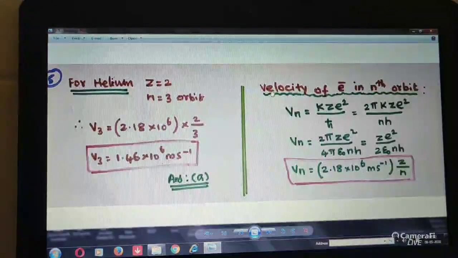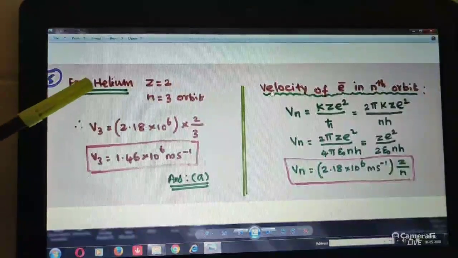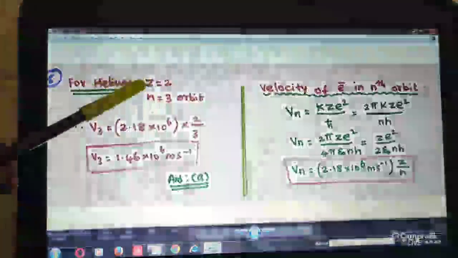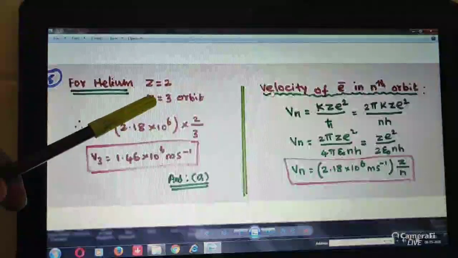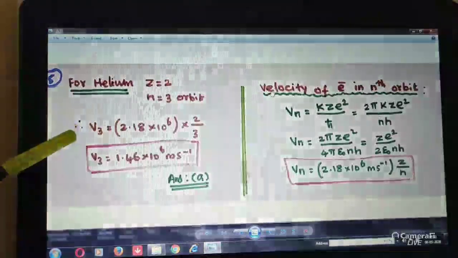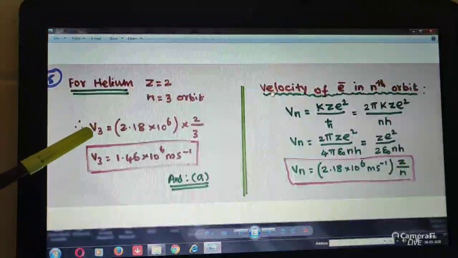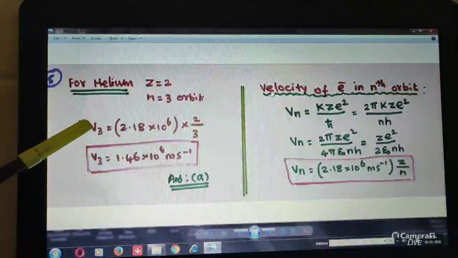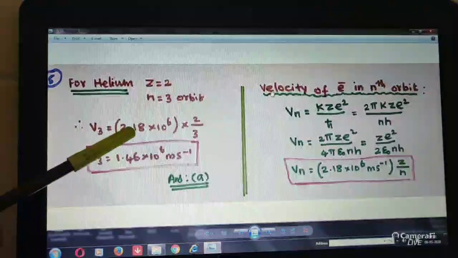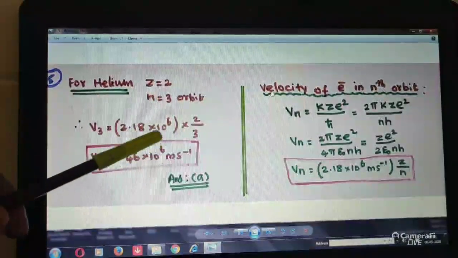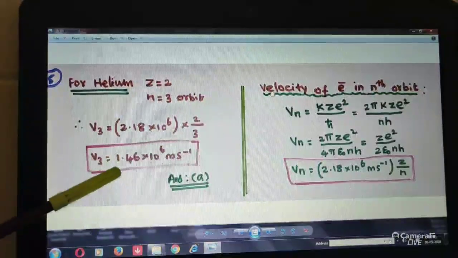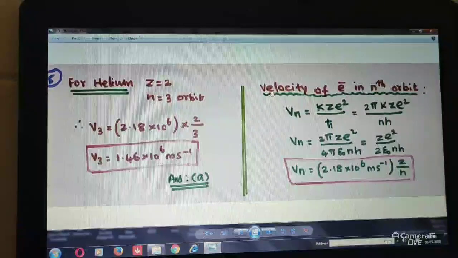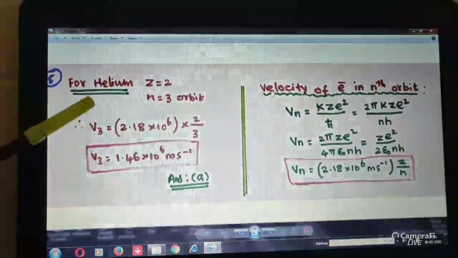So we can find out for helium. Helium's Z value is equal to 2, and they are asking particularly for the third orbit. So the formula is Vn. Here, third orbit, so V3 is equal to 2.18 into 10 power 6, this is common, into Z by n, Z value 2, n value 3. That's all. So we can get the answer, that is 1.46 into 10 power 6 meter per second. Okay, so only 2 steps we can get the answer.